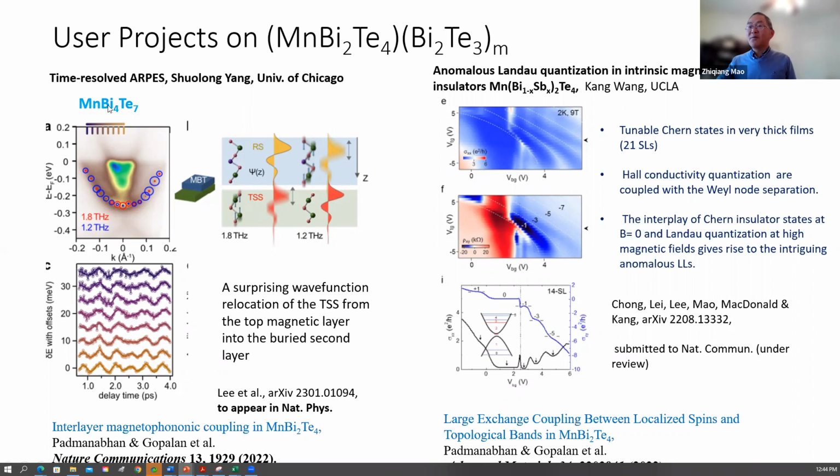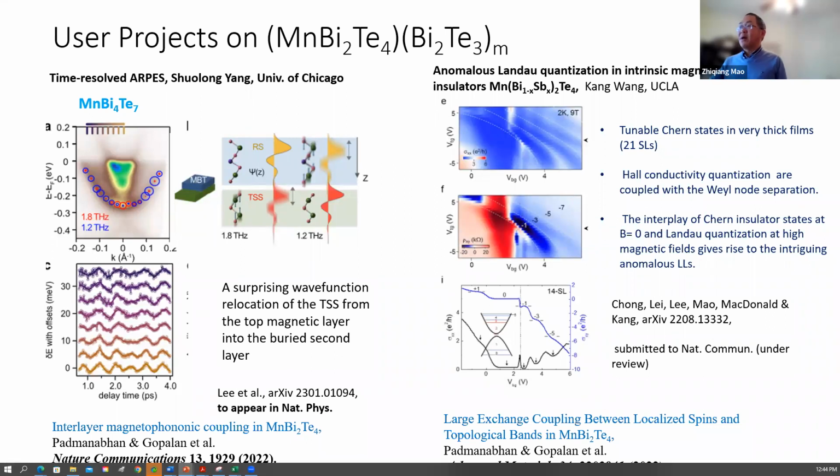Their time-resolved ARPES measurement found a surprising wave function relocation of the topological surface state from the top magnetic layer into the buried second layer, as shown here. So basically, the topological surface state measured in ARPES is from the buried layer, not directly from the top layer. The top layer just generates a Rashba band. That's also observed in the ARPES spectrum. So this is a very important result. This work will appear in Nature Physics very soon.